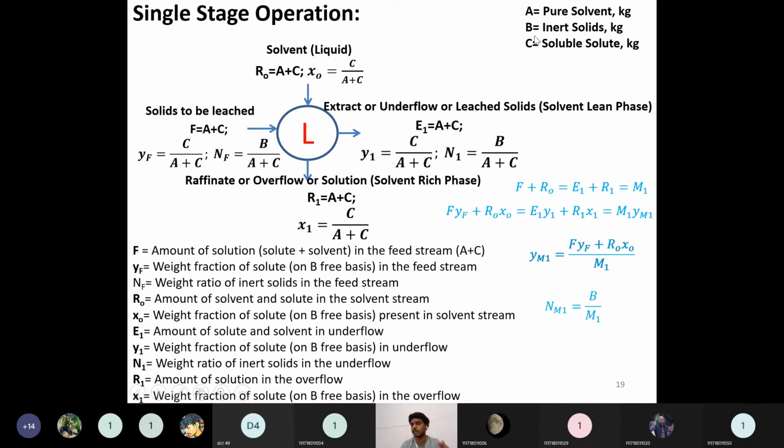Then alphabet C is the soluble solute, nothing but oil in the case of oil seeds. Whatever soluble solute is there will be denoted with C. So this is the nomenclature: weight of soluble solute is C, weight of inert solids is B, and weight of pure solvent is A. Then next comes the notation scheme. If you understand this nomenclature, it will be better.